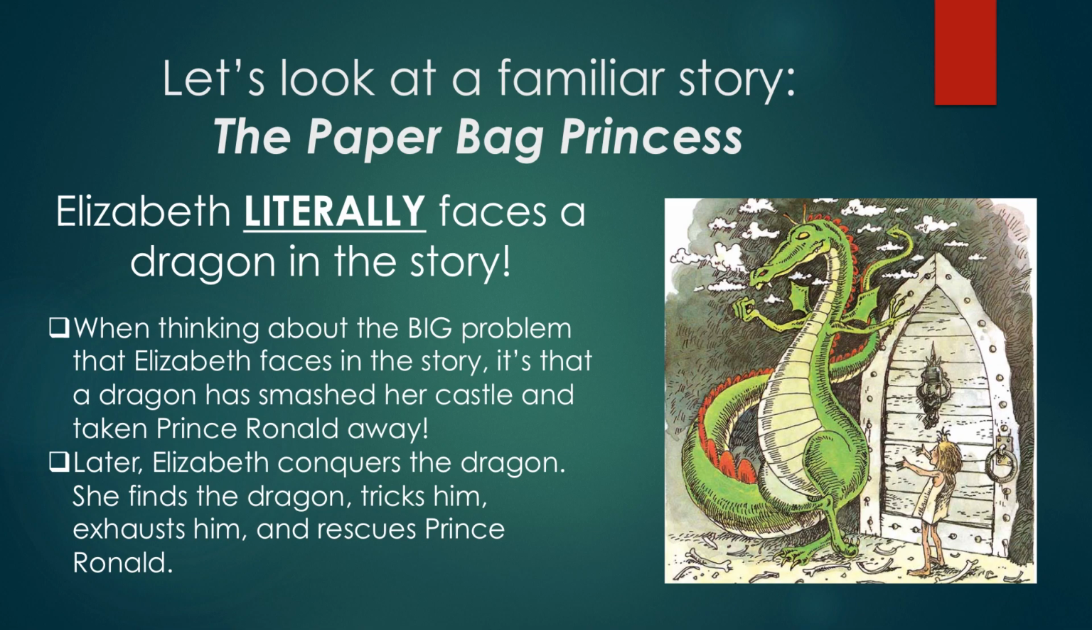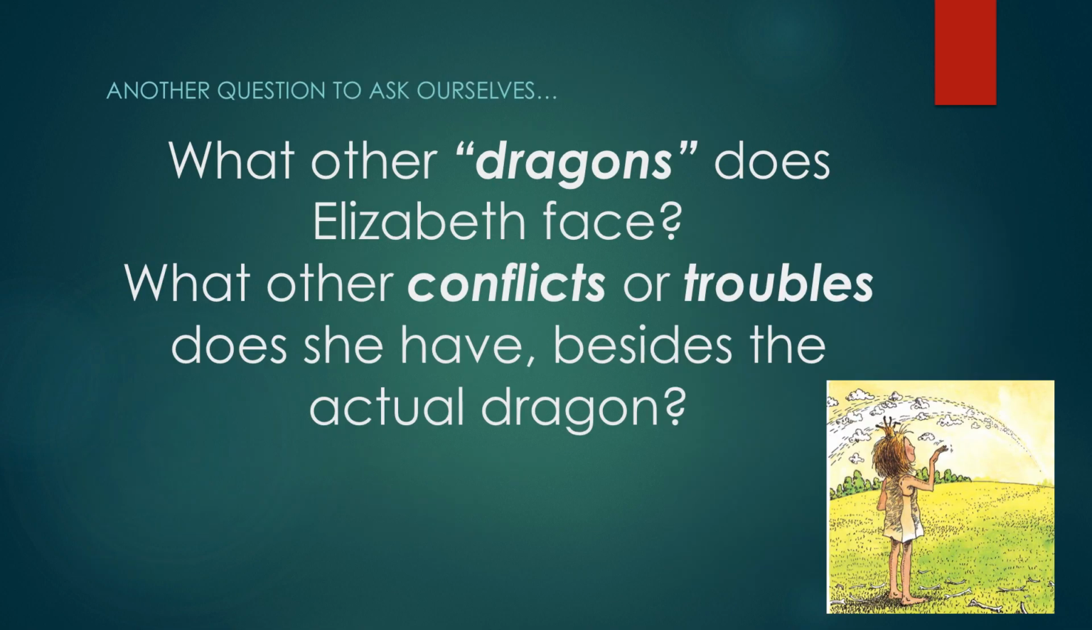In this story, Elizabeth literally faces a dragon. So when you think about the big problem in the story that she faces, it's that a dragon has smashed her castle and taken Prince Ronald away. Later, Elizabeth conquers the dragon and she rescues Prince Ronald. So the dragon is the physical dragon in the story. He is the physical problem. But what other dragons does she face? What other conflicts or troubles does she have besides the actual dragon?